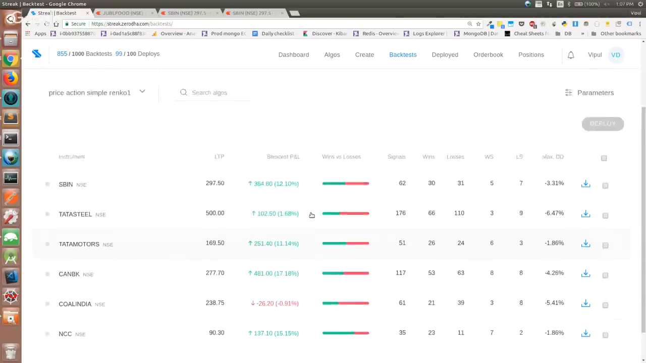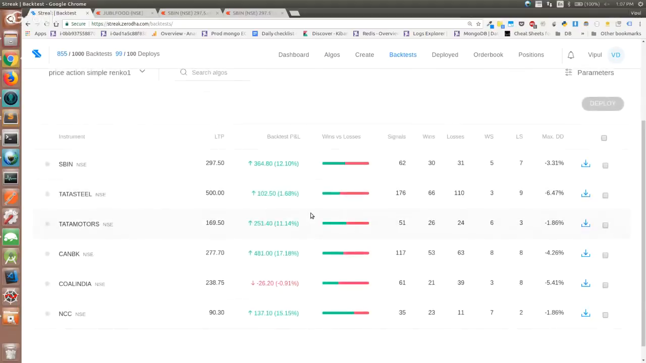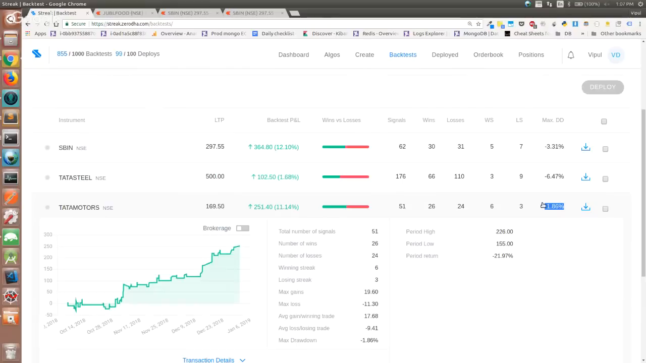So yeah, we see that the backtests have run with somewhat green results, but there are very important points being conveyed in this screen which many people, even the experts, miss out, which is the max drawdown, which is shown here. Max drawdown shows the risk that your strategy has for this Renko, right?